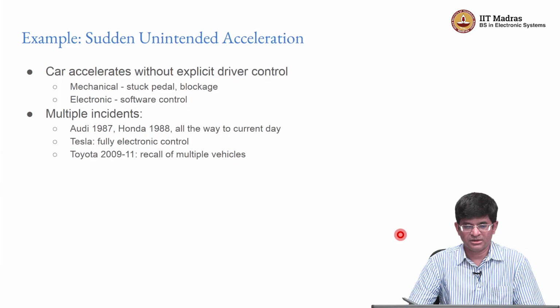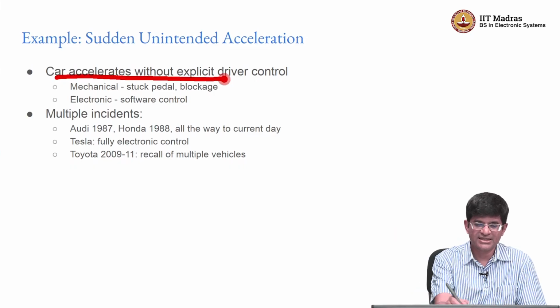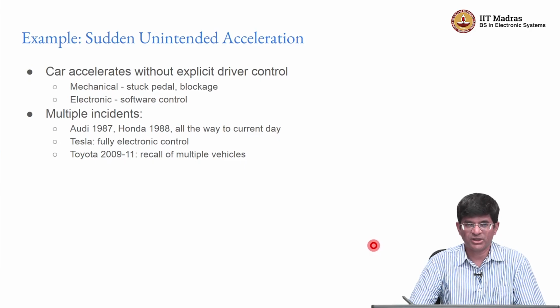There are also multiple recorded incidents of something called SUA, sudden unintended acceleration, right? And this is a scenario that has happened in multiple cars over the years, especially since the introduction of electronic injection systems and control, right? And effectively, the problem itself is easy to state. It basically says that the car accelerates without explicit driver control, right? This could incidentally even happen in a mechanical car, right? For example, let's say that you press the accelerator pedal down, and for whatever reason the pedal does not come back up, it basically gets stuck in place, right? There could be a blockage, there could be some other reason by which essentially the pedal gets stuck.